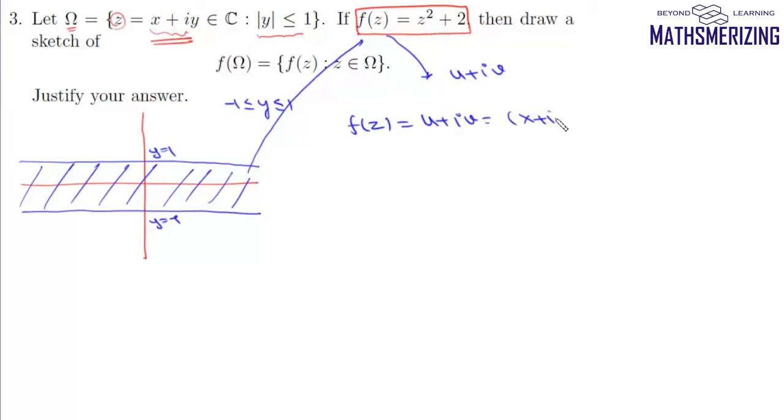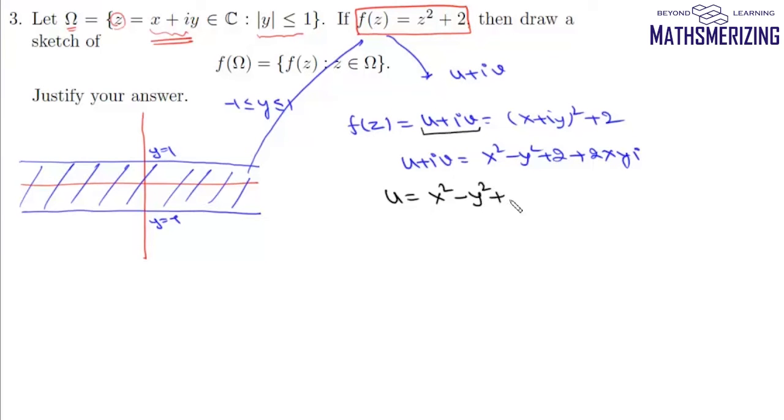Z is (x plus iota y) whole square plus 2. So we'll write this as u plus iota v, and it'll be x square minus y square plus 2xy iota. Now we need to draw a sketch of u and v. Comparing real and imaginary parts, we can write u as x square minus y square plus 2, and v as 2xy. Now the condition given in the question is mod of y is less than or equal to 1.